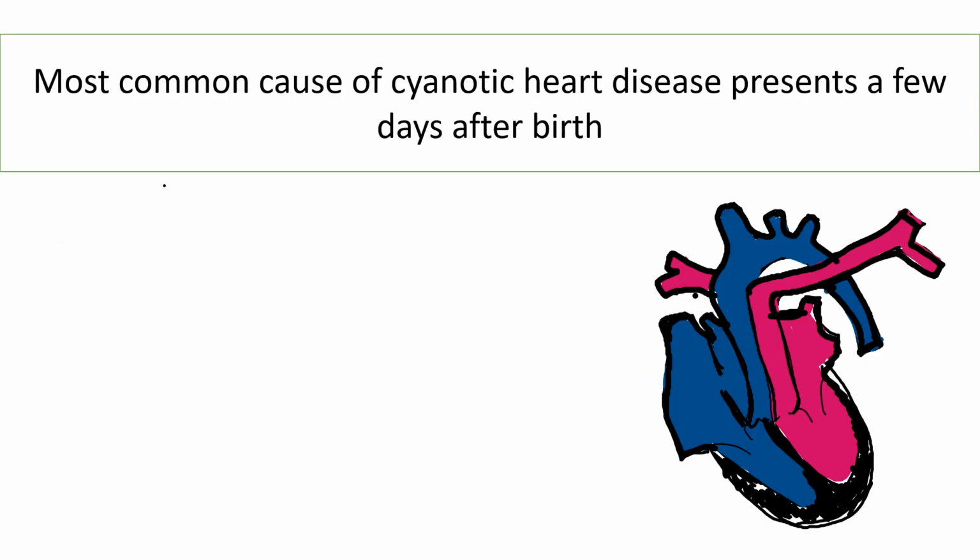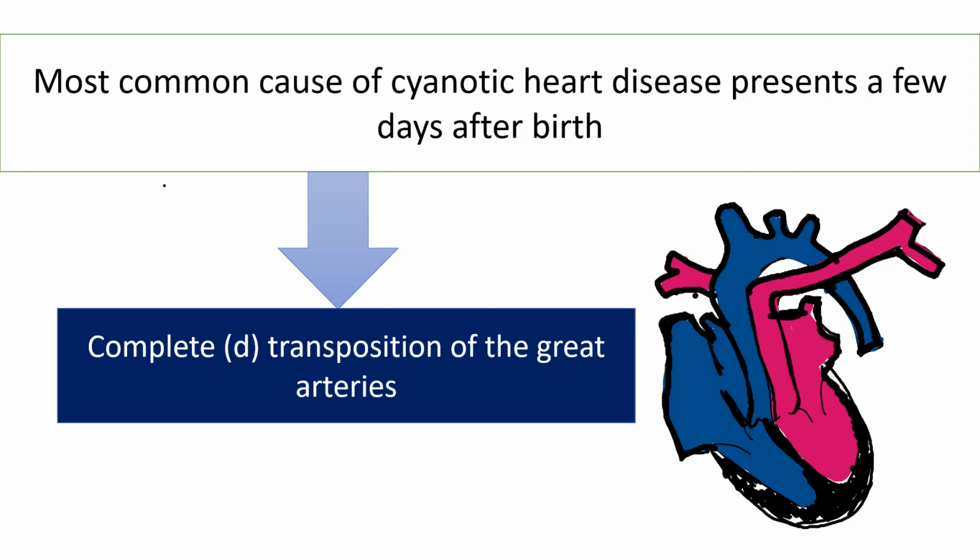What is the most common cause of cyanotic heart disease that presents a few days after birth? As you see here, the aorta is coming from the right ventricle and the pulmonary artery is coming from the left ventricle. The most common cause is complete transposition of great arteries.